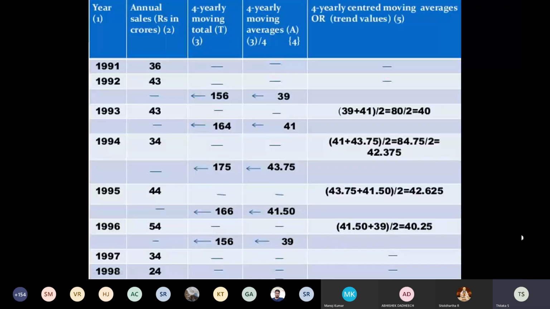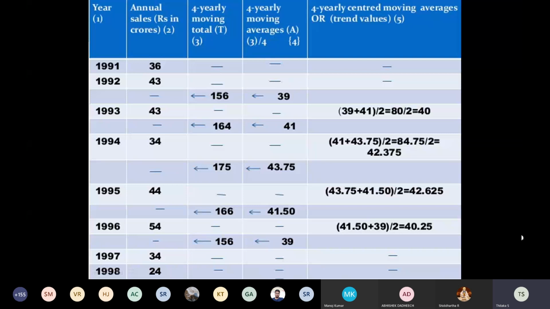Likewise, the second set contains the sales of the years 92 to 95: 43, 43, 34 and 44. The total for these years 92 to 95 has to be written in between the years 93 and 94. So 164 is the total of the second set, which is written in between the years 93 and 94. Likewise, we have to calculate the 4 yearly total for all the data which was given.